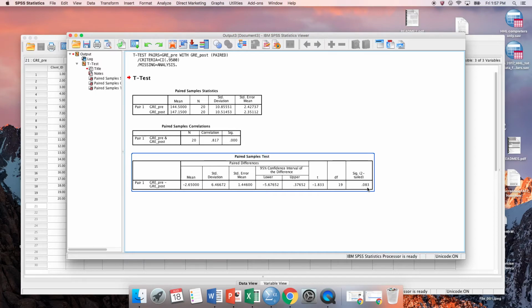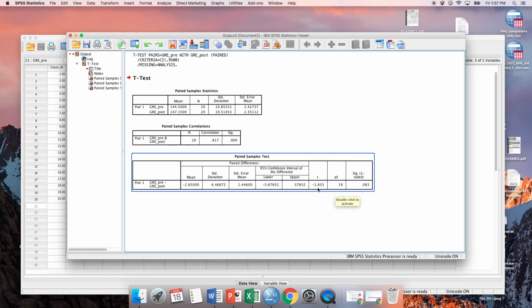So much as we might be disappointed as a company, we can't reject our null hypothesis based on the standards of typical psychological science. So we can't say that this magnitude of difference between pre and post is something that is very likely due to chance, or very likely not due to chance. So we can't say much about it. We fail to reject the null hypothesis.